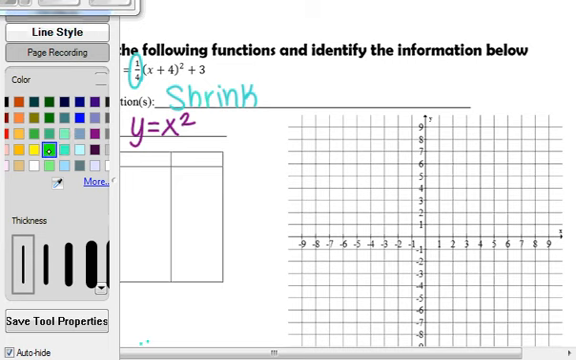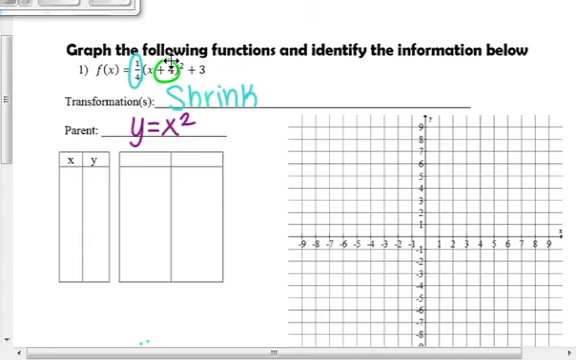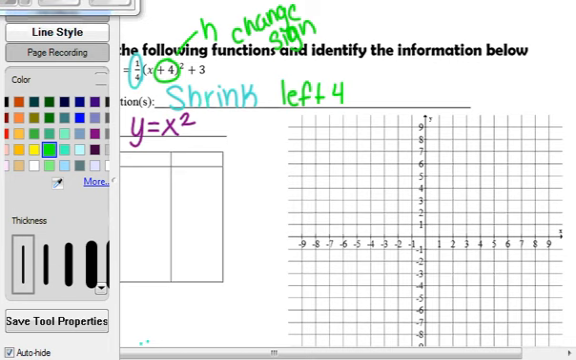Then we see what's happening to x inside the parentheses. This is our h value. And in our vertex form formula, we have a times x minus h squared. So we've always got to change the sign of our h value. So instead of going right 4, we're actually going to go left 4. We're going negative 4.